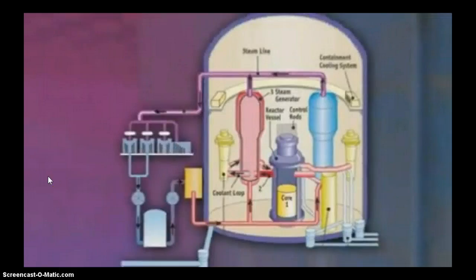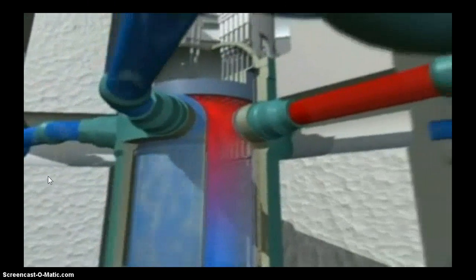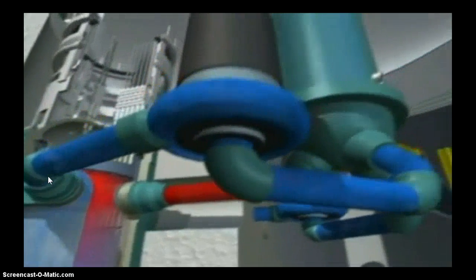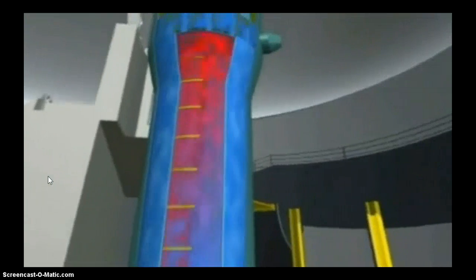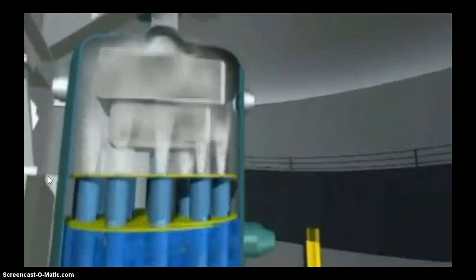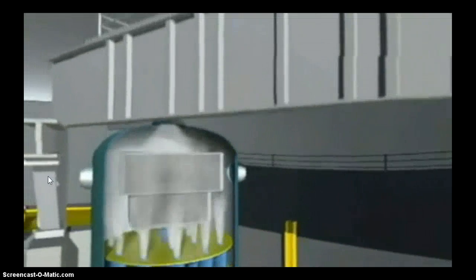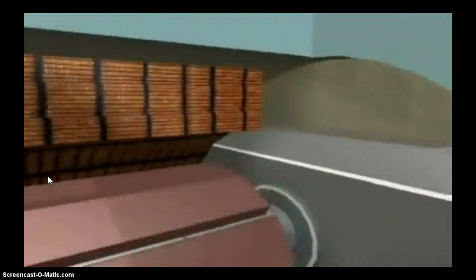Here is a video to help explain how a pressurized water reactor works. In a PWR, the water in the reactor tank is under pressure to keep it from boiling, even though it reaches very high temperatures. In the steam generator of a PWR, water passes through thousands of small pipes. The heat in the pipes turns the water to steam, which then drives the turbine. The turbine powers the generator, which in turn produces electricity.